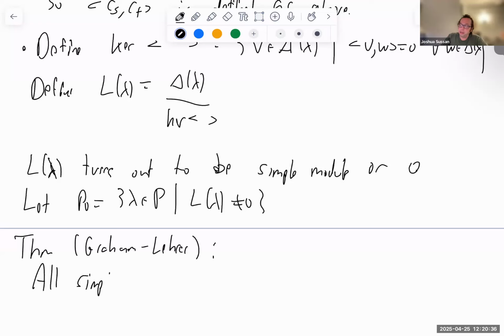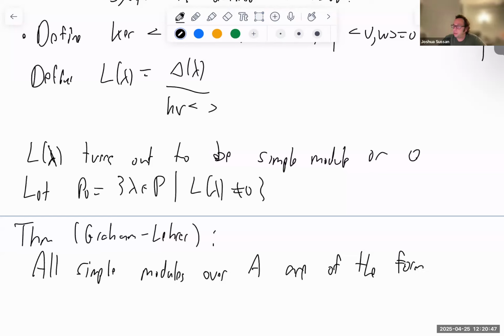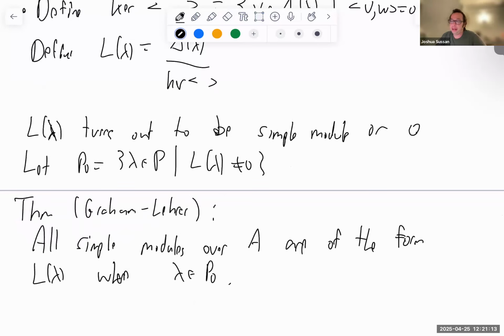All simple modules over A are of the form L lambda, where lambda is in this set P sub 0. This gives a classification of all irreducible modules over a cellular algebra. In representation theory, a major goal is understanding all simple modules. If I get handed a cellular algebra, it could be very difficult to figure out what this set P0 is. But for many important cases like Hecke algebras and, as I'll talk about later, Webster algebras, this can be done with some work.